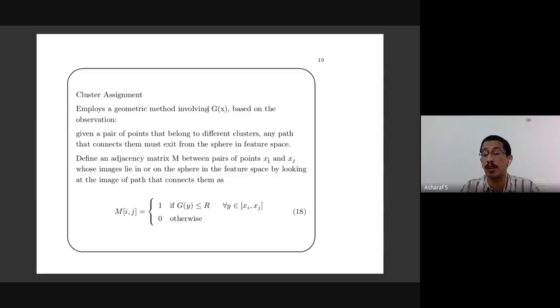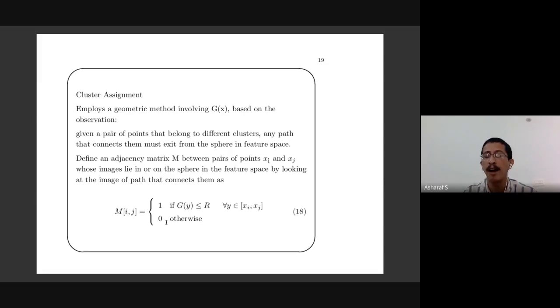Essentially, you look at the convex combination of those points which are in between xi and xj, which is essentially like you look at every point between xi and xj, which we call y. If the distance of y is less than or equal to R, which means that no point in the line joining xi and xj crosses R, then they are in the same cluster, which means that xi and xj can be assigned to the same cluster. If any point in the line joining xi and xj is greater than R, which means that xi and xj cannot be in the same cluster.